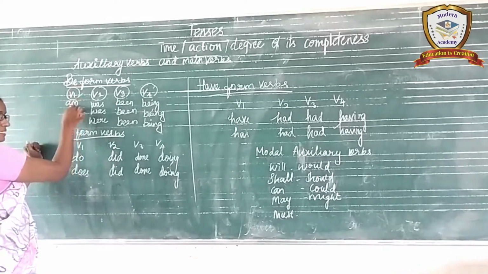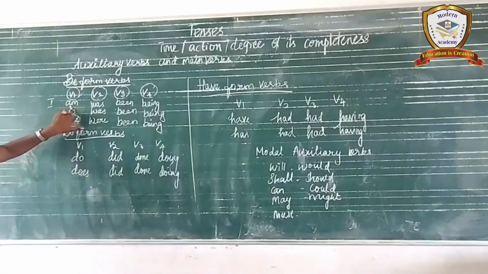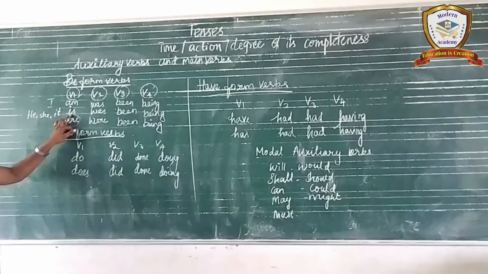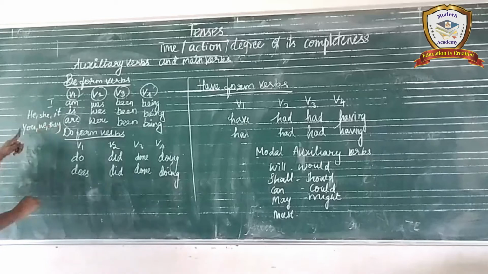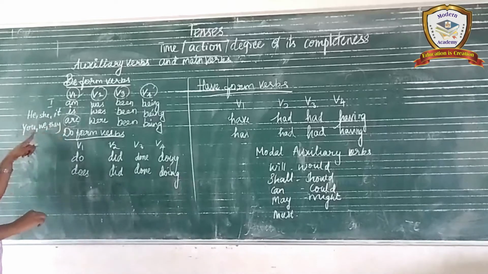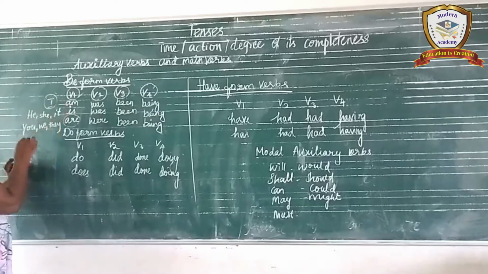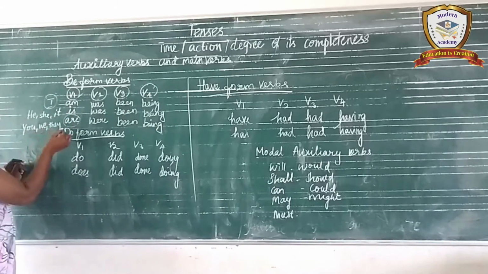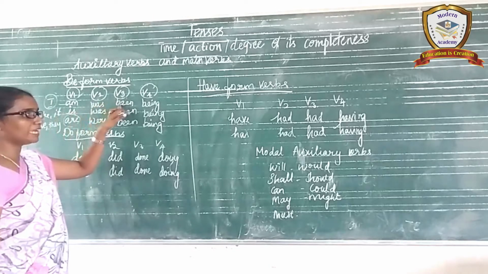Present tense singular be form verbs are am and is. If the subject is I, it is followed by the present tense be form verb am. If the subject is he, she, it, it is followed by the present tense be form verb is. If the subject is we, you, they, as in you are a student, we are the students, they are students, it is followed by are. Understand?